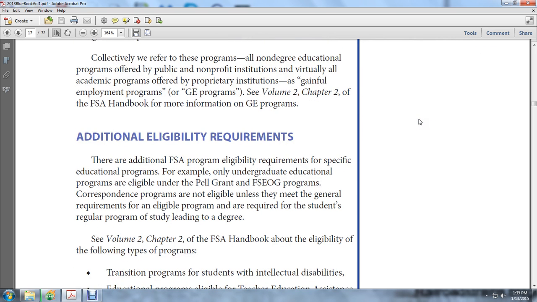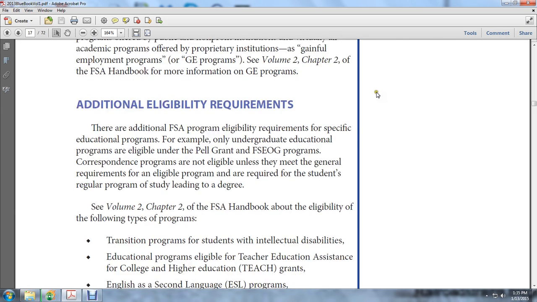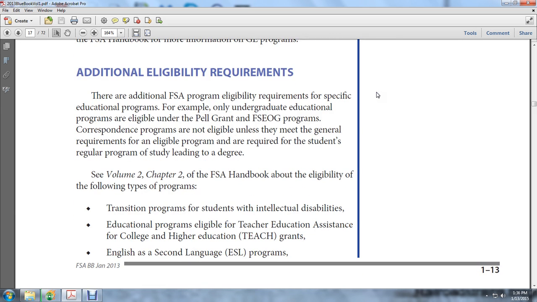Additional eligibility requirements: federal student aid program eligibility requirements depend on the specific educational program, for example, undergraduate education. Programs are eligible for Pell Grant and FSEOG programs. Correspondence programs are not eligible unless they meet the general requirements for eligible programs, as required by the student's regular program of study leading to a degree. See Volume 2, Chapter 12 of the Federal Student Aid Handbook.